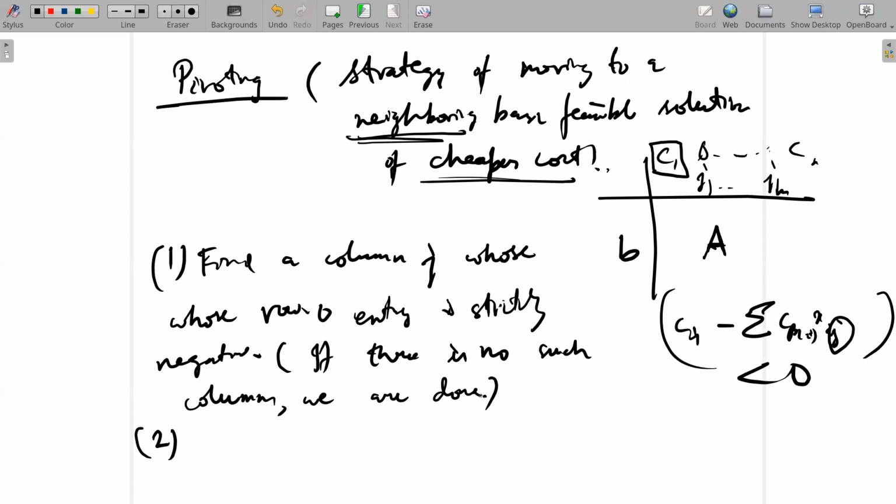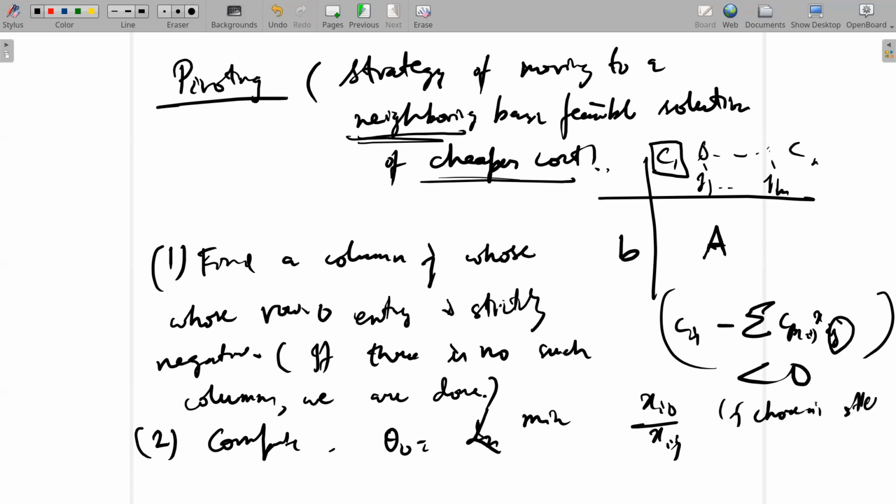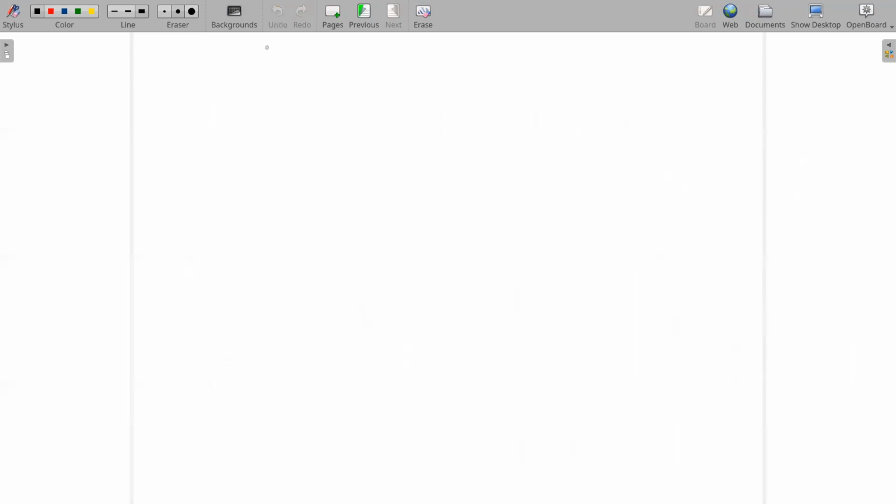But if it can be done, I will choose such a column j. Next, I compute this thing called theta naught, which is the minimum of xi0 over xij. Remember, j has already been chosen in step 1, so j is fixed and i is varying, over all those indices from 1 through m where xij is strictly bigger than 0. Of course, we are assuming this is non-empty. What if it is empty? That's what we're going to answer next. For the moment, let's assume this is non-empty. So this is the theta naught we are choosing.